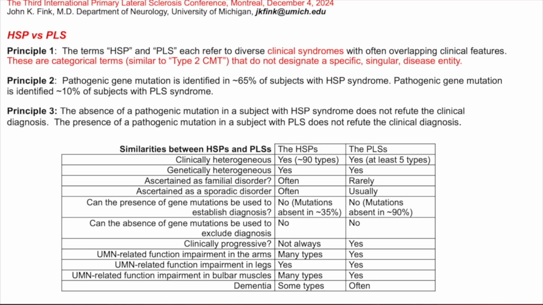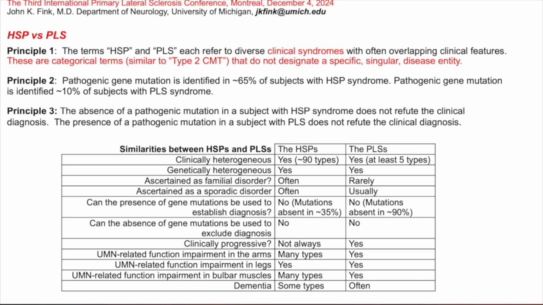Okay, so we're going to be talking now about how to distinguish hereditary spastic paraplegia from primary lateral sclerosis. The first principle is that these are clinical terms. They're not pathologic terms. In modern practice, they're clinical terms. They're not genetic terms. They're clinical syndromes, and very heterogeneous clinical syndromes. For example, Charcot-Marie-Tooth type 2, that's a clinical syndrome. Hereditary spastic paraplegia is a clinical syndrome, very diverse. Primary lateral sclerosis is also diverse, less so, but still clinically and etiologically diverse.